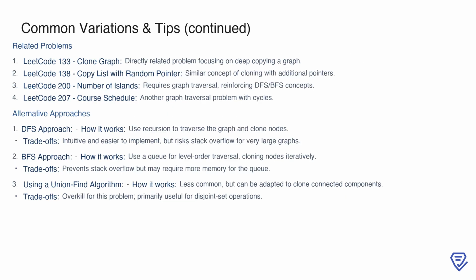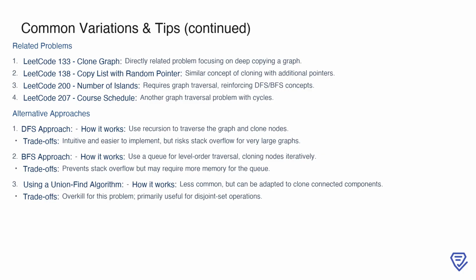This problem is directly related to other graph-based challenges, and understanding them can provide additional insights. For example, LeetCode 133, the clone graph problem itself, focuses on deep copying a graph. LeetCode 138, copy list with random pointer, involves a similar concept of cloning but includes additional pointers, which adds to the complexity. Other related problems include LeetCode 200, number of islands, which reinforces the fundamentals of DFS and BFS, and LeetCode 207, course schedule, which also involves graph traversal and deals with cycles.